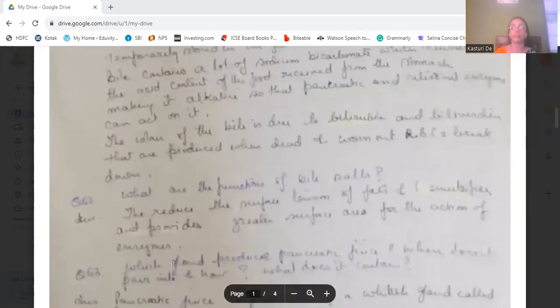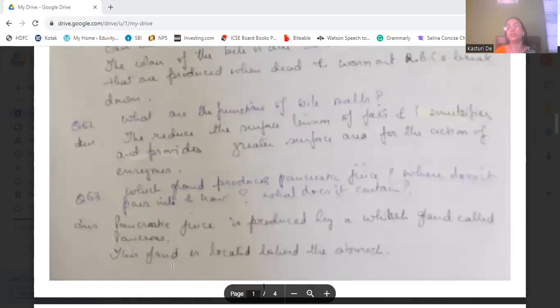Then what are the functions of the bile salts? The bile salts reduce the surface tension of the fats. The bile salts mainly act on fats. They emulsify the fat, reduce its surface tension, and provide a greater surface area for the action of the enzymes. They break the fat into smaller molecules, so that with lots of small droplets, the enzymes can get more surface area of the fats to act on.